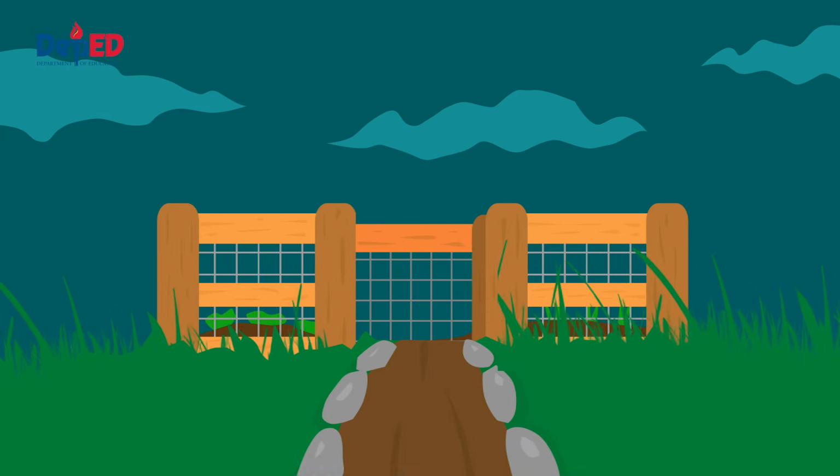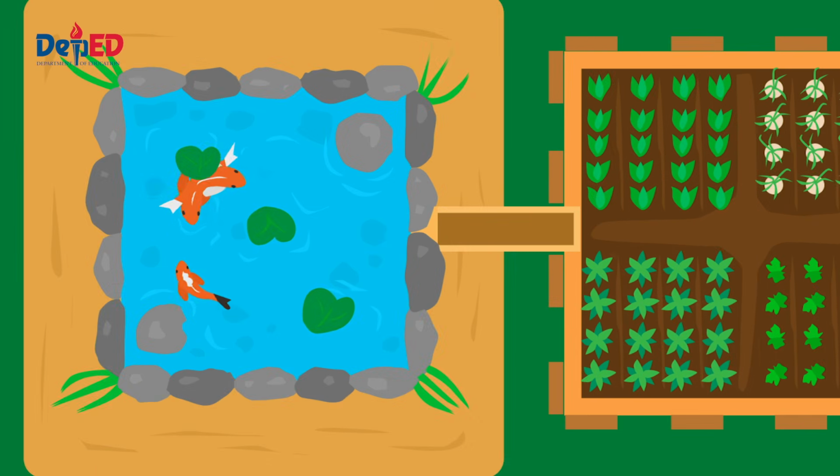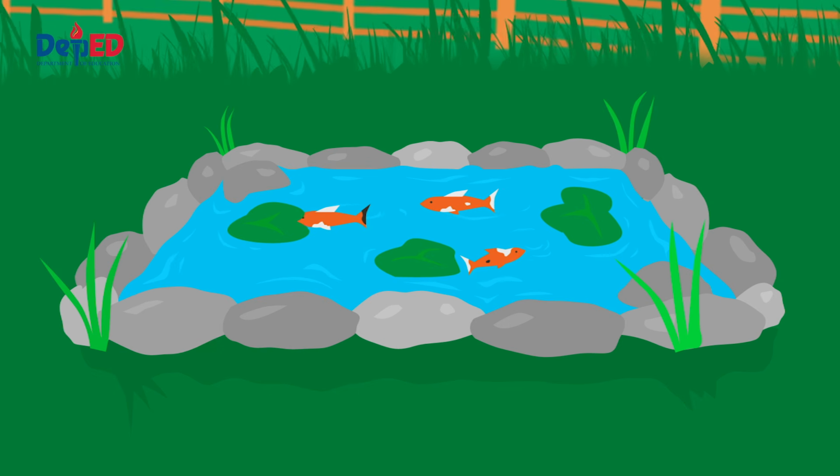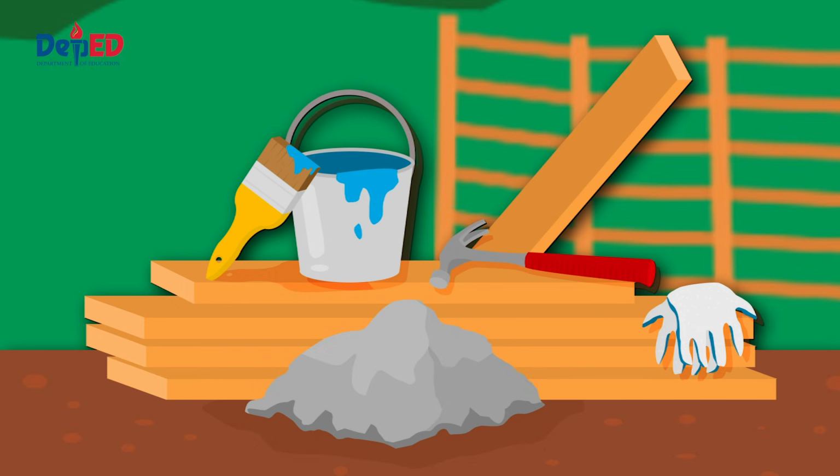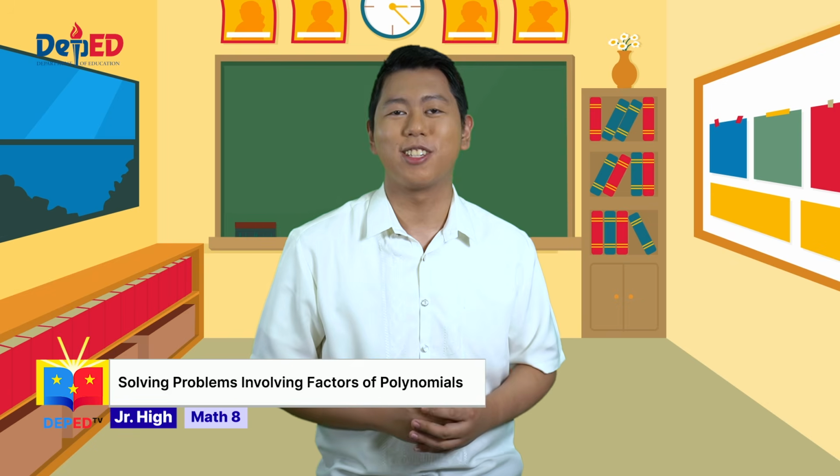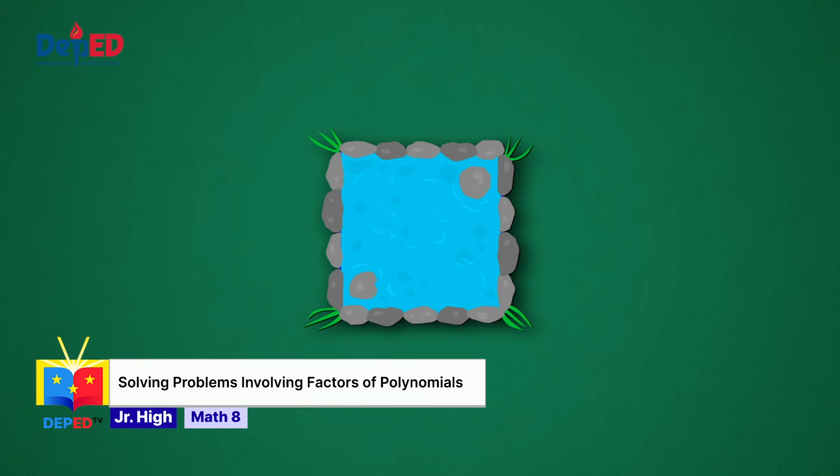Now, can you see what is behind the vegetable garden? It is a fish pond. But wait, there are also materials here that can be used for construction. We can create a walkway around the pond, and we can also use factoring in this situation. The pond is a square and has an area of 64 square feet.